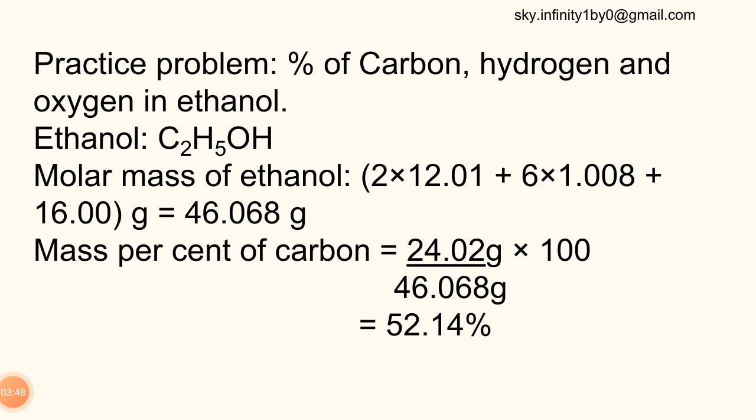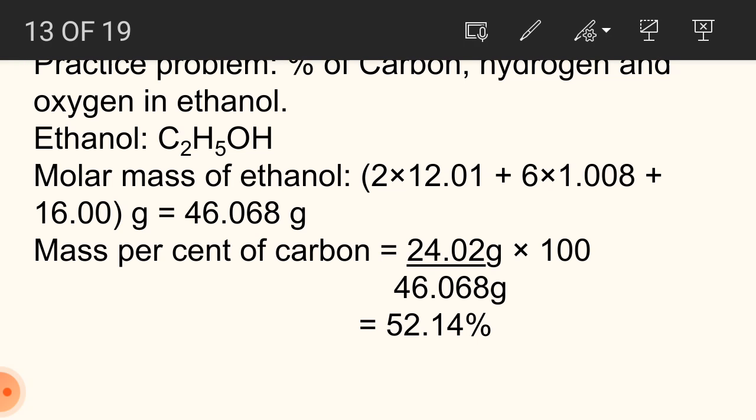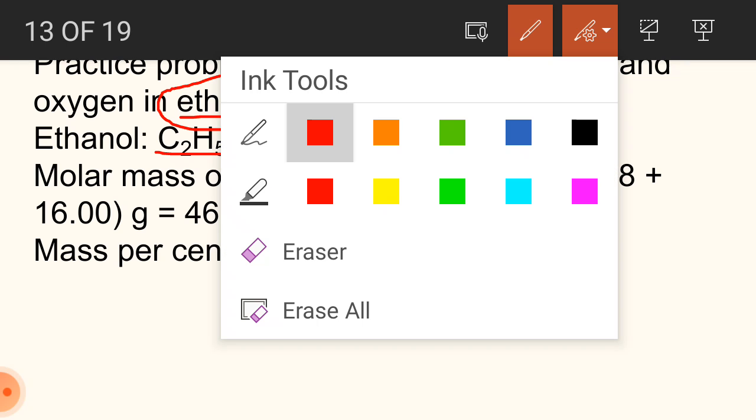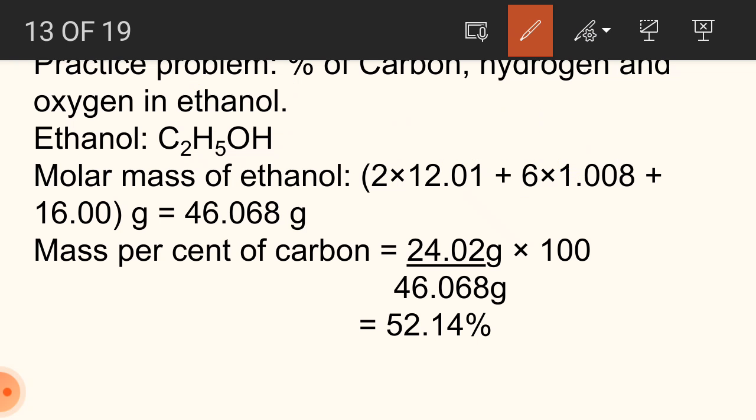Let's consider this problem. Now we need to calculate the mass of particular elements, that is carbon, hydrogen and oxygen in this example. And the molecule is ethanol. We know the formula for ethane. Ethane is C2H6. But here we bring in the alcoholic group. So it is C2H5OH. Since there is an OH group, we use -ol at the end.